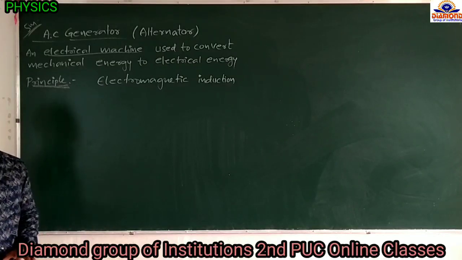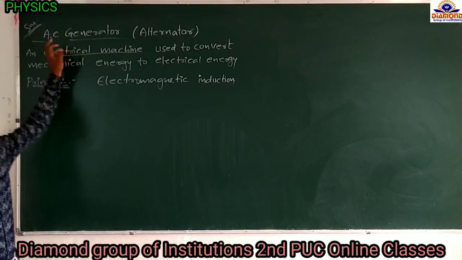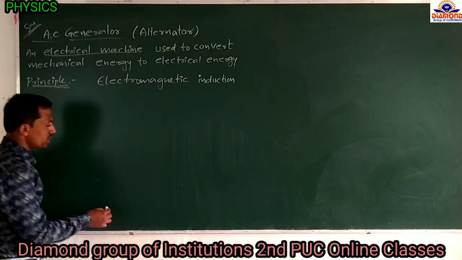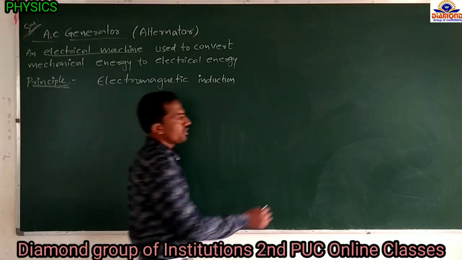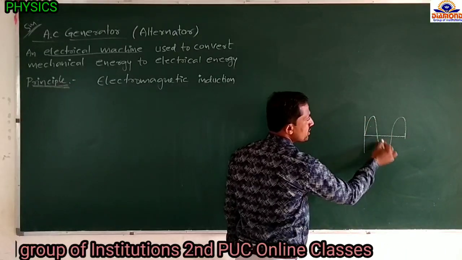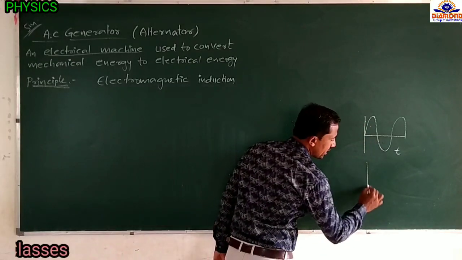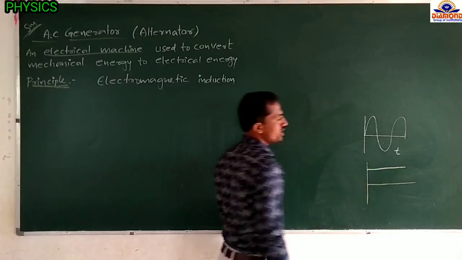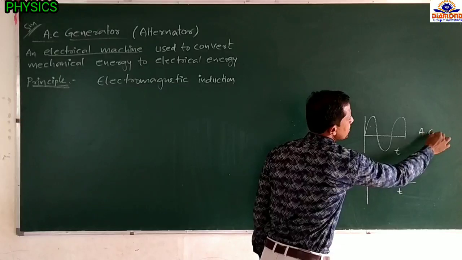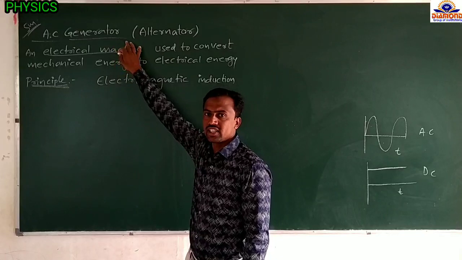AC dynamo, DC dynamo. AC means alternating current, DC means direct current. What is AC current? The current whose magnitude changes continuously with time. For example, this magnitude is continuously changing with time. Such currents are called AC current. And a current whose magnitude does not change, or remains the same with time, is called DC current.